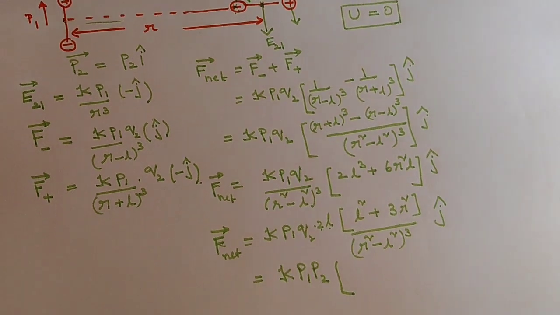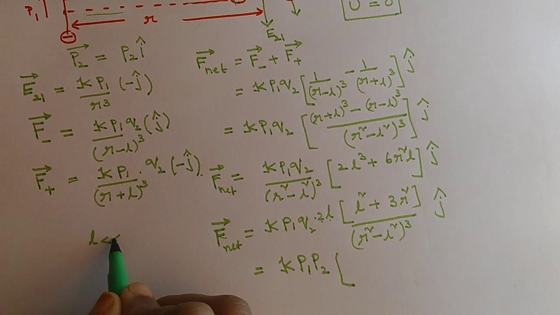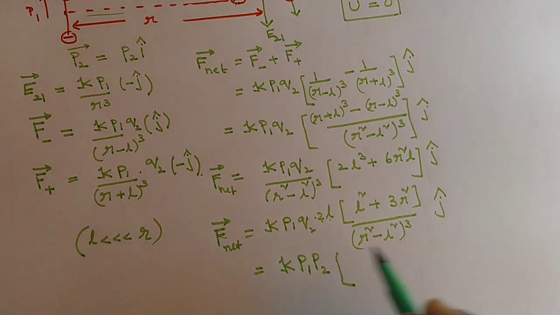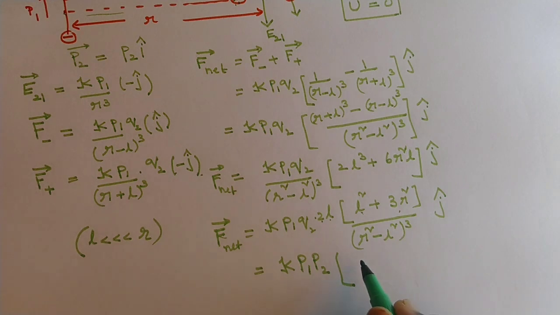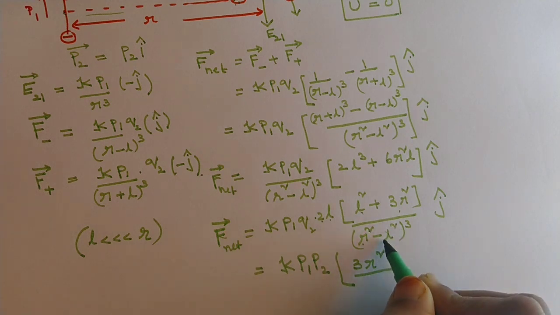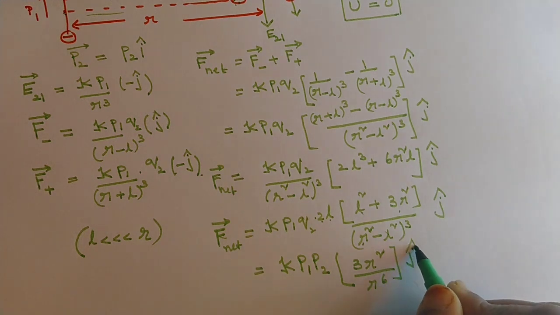Okay, the approximation we are using is if L is much less than R. So using this approximation, you can neglect this L square in comparison with 3R square. So the numerator becomes 3R square, the denominator R square, L square is negligible. R square whole to the power 3 is R to the power 6 into j cap.